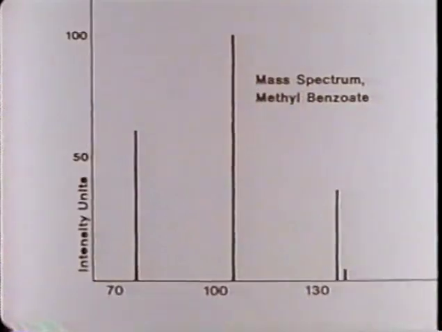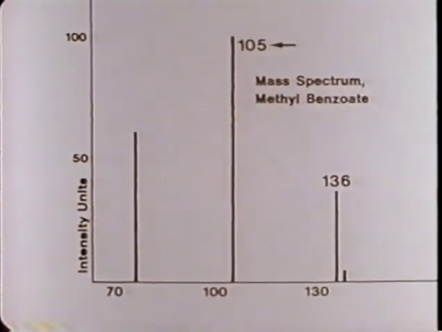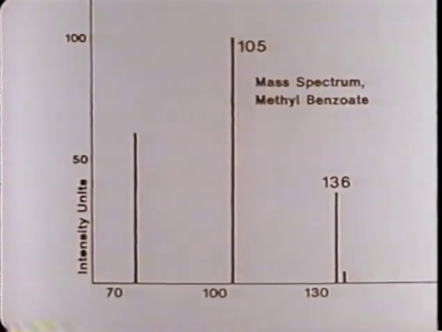Here is the printout. The peak at mass 136 is from ions of the ester containing oxygen 16. That at 105, 31 mass units less, is from ester ions that have decomposed, losing CH3O, with oxygen 16, the bridge oxygen. The peak at 77 is from ions that have further lost the CO group.